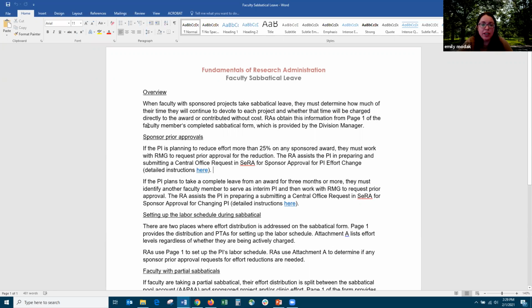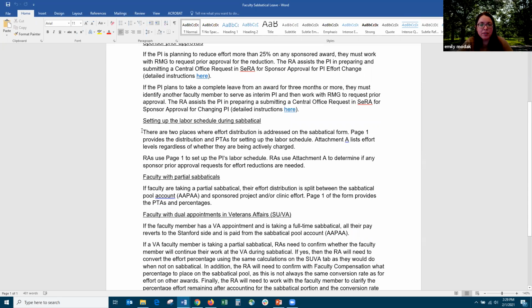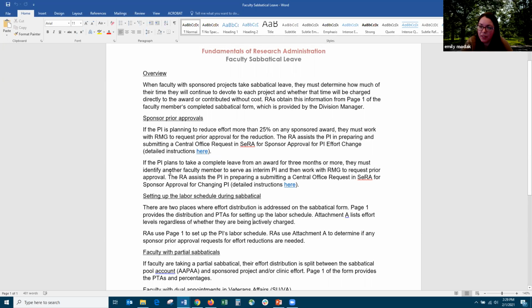You need to get page 1 of the completed sabbatical form from the division manager, and that's going to tell you about the charging. I've got it here, setting up the labor schedule during sabbatical. There are 2 places where the effort is addressed. Page 1 is the distribution and PTAs for the labor schedule, actually what's being charged. And then there's this other document, attachment A, which lists all of the faculty member's sponsored projects, what their effort commitments are, and what effort commitment they're going to actually put on the grant during the sabbatical period. Sometimes the division manager will just give you attachment A and think that, cool, you have everything you need. You don't, because you need page 1 to set up the labor schedule.